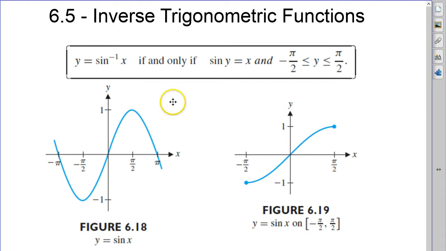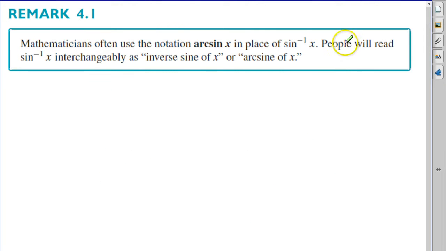functions. This is in the book. You can look through this all you want. But the key is this: y equals sine inverse of x, or arc sine x, whatever you want to call it, if and only if the sine of y equals x. So again, these are undoing each other. We also call arc sine the inverse of sine, both of them.